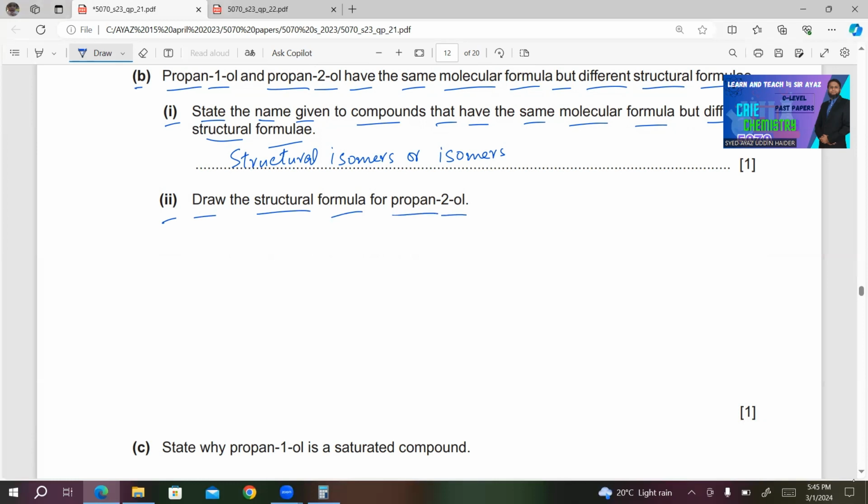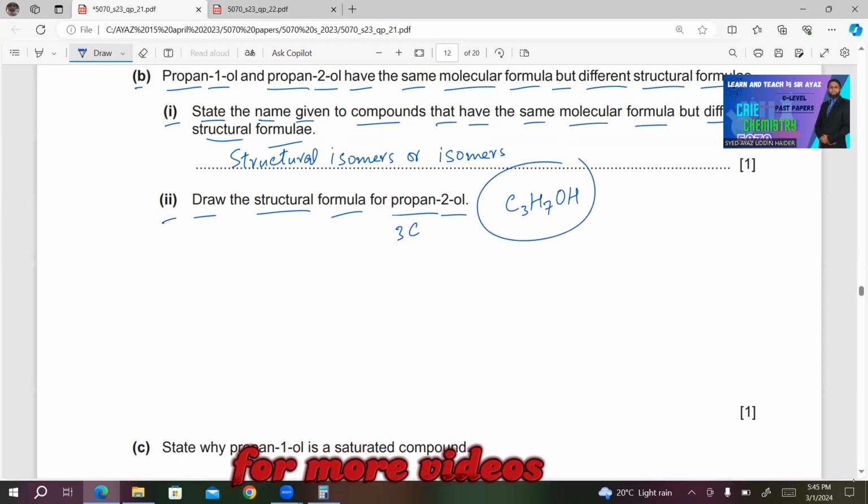Now we will need to draw the structural formula. Remember, structural formula is also the condensed formula. In this, you don't need to show all the bonds. So propan-2-ol means OH must be at the second position, and propane means we have 3 carbons. First of all, you should know the formula for propanol. We have 3 carbons, so you'll write the value of n as 3 here, C3. H2 multiplied by 3 is 6, 6 plus 1, 7. H7OH. This will be the final formula for propan-2-ol.